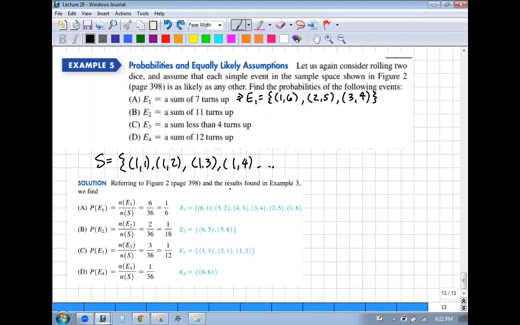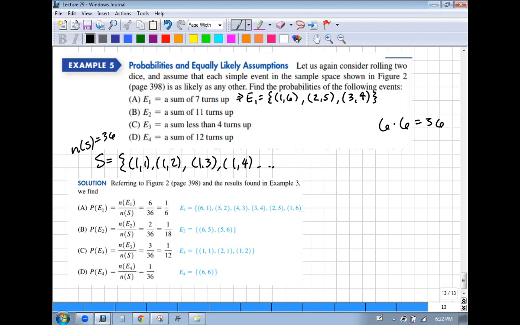The results found in the example. Okay, so basically, there's 36 possible things. You got 6 possibilities for the first die. The second die, there's 6 possibilities. So there's 36 total possibilities in your sample space, right?